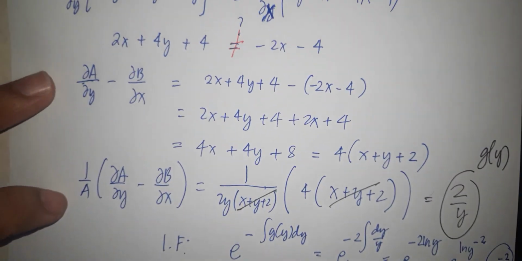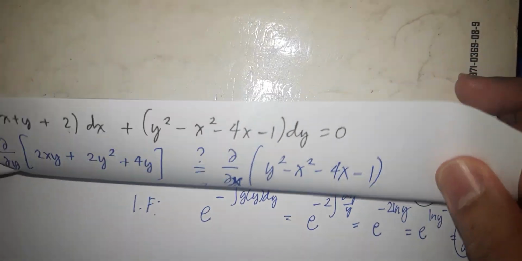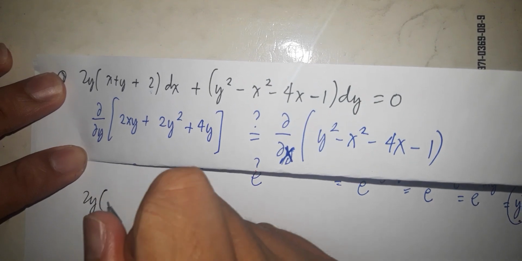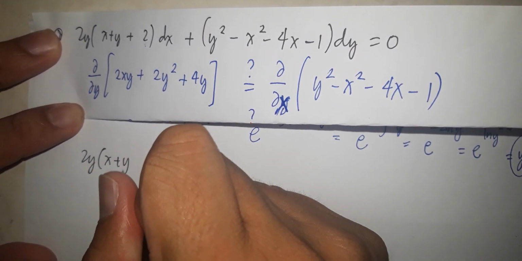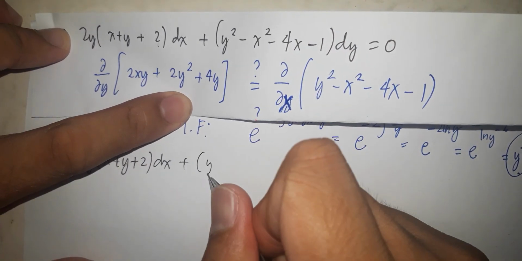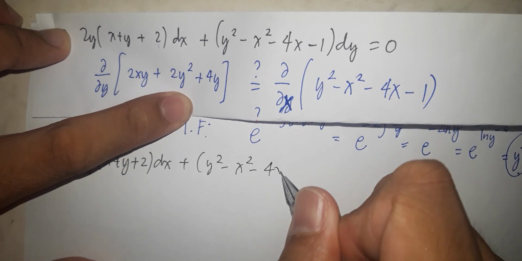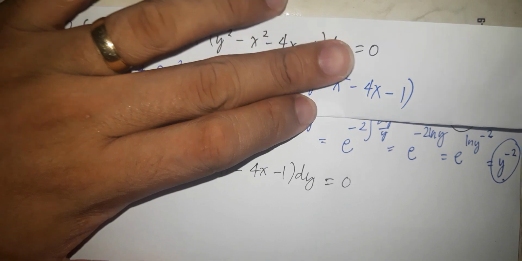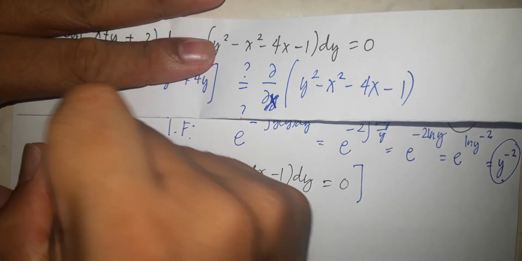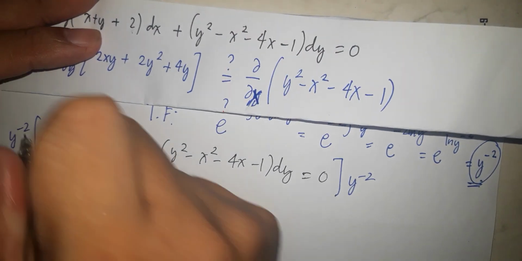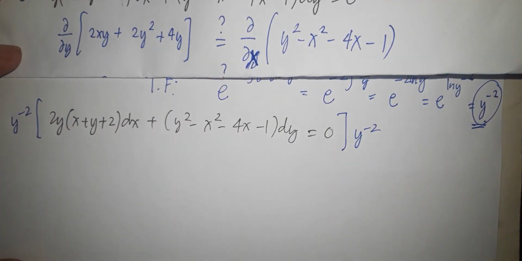So again, i-rewrite ko muna ulit yung ating given. So ano ba ang ating given? So i-write natin yung given natin. So that's 2y quantity x plus y plus 2 dx plus y squared minus x squared minus 4x minus 1 dy is equal to 0. Tapos magiging exact kung imumultiply natin sa y negative 2 as our integrating factor.